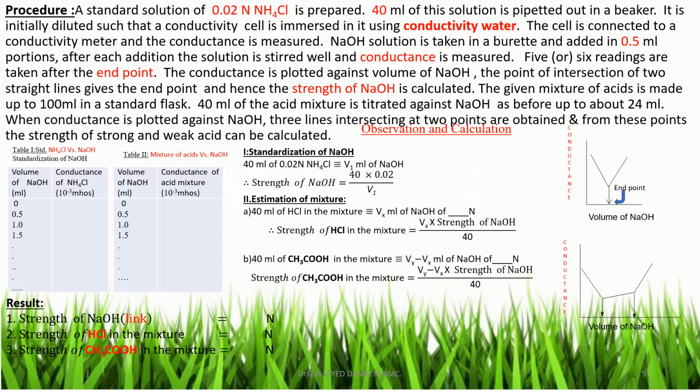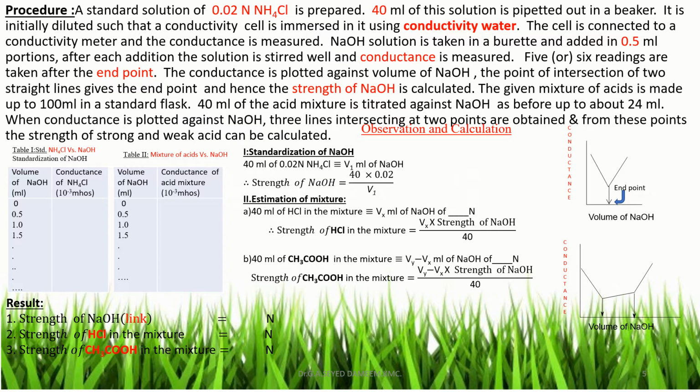The burette is filled with the same sodium hydroxide solution, and the given acid mixture, which contains a strong acid and a weak acid, is made up to 100 ml using conductivity water. From this solution, 40 ml is pipetted out into a clean beaker, and the conductivity cell is dipped in after washing and rinsing with conductivity water, and the conductance of the solution is measured. Then 0.5 ml portions of sodium hydroxide are added from the burette, the solution is stirred, and the conductance is measured.